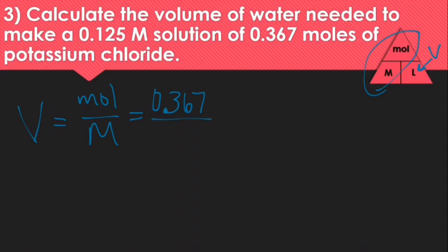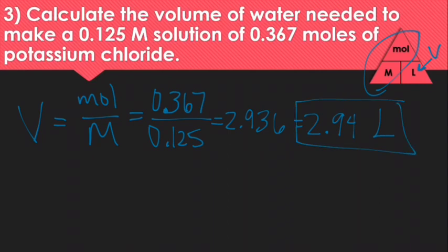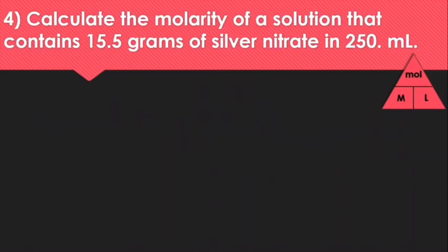And then my molarity was 0.125. Divide it, and that gets me 2.936. And keeping 3 sig figs, because each of those other numbers had 3 sig figs, 2.94. This is volume, which has to be measured in liters. So that answer will be liters. Next one. Calculate the molarity. Okay, that's nice. This is just a normal molarity equation. Don't have to rearrange it at all.